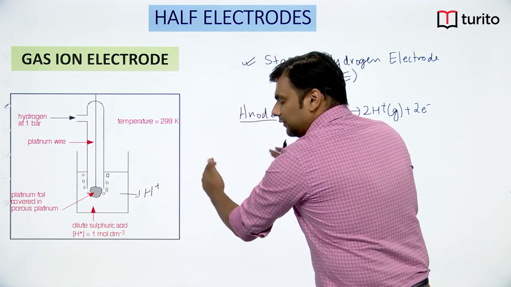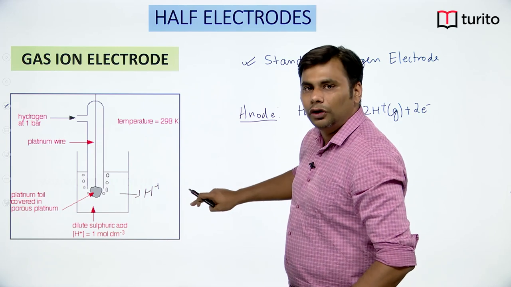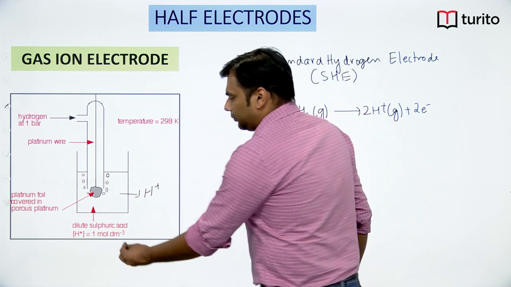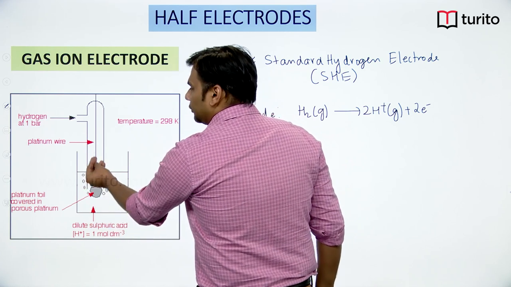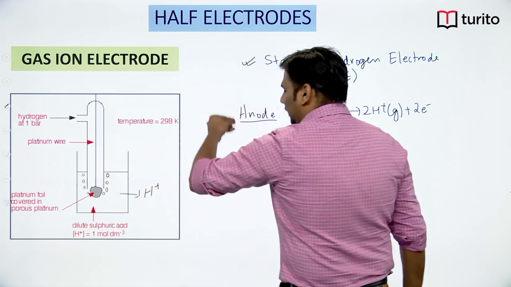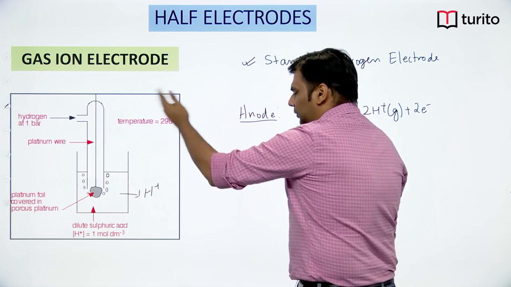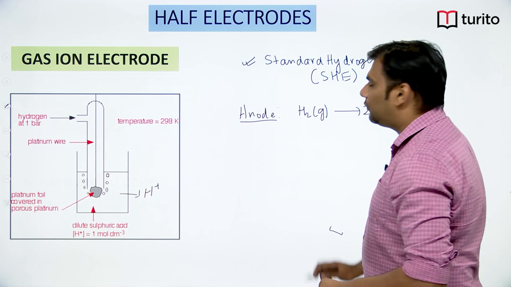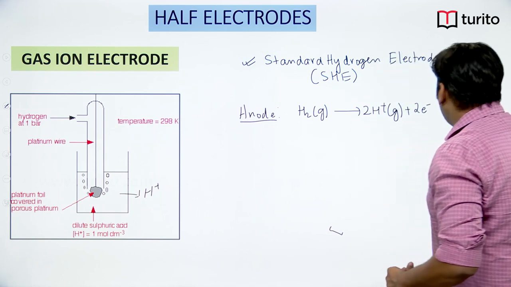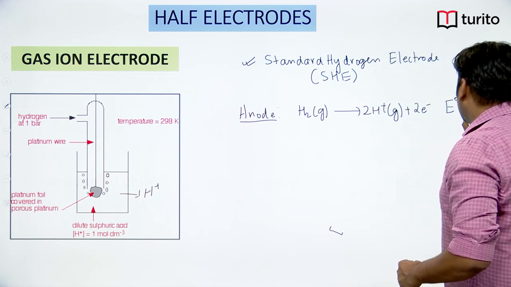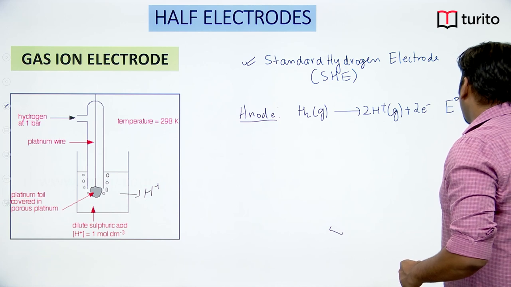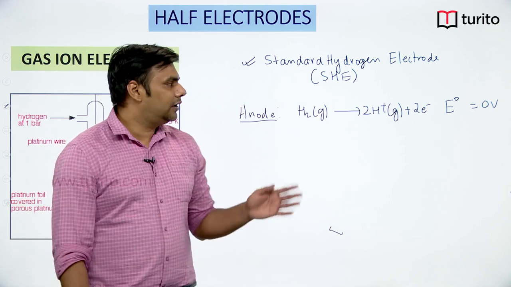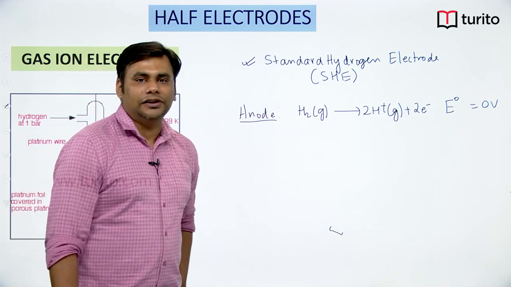Okay, the right hand side was our cathode. They are connected through a salt bridge and externally they are connected by a conducting wire. So, when hydrogen is getting oxidized, the electrons will come out through the platinum wire and enter into the copper, into the cathode electrode. Okay, hope this is clear to you. So, this is for the anode. So, EMF of this is again zero. Okay, so we say that the standard hydrogen electrode always has an EMF E naught of 0 volt.